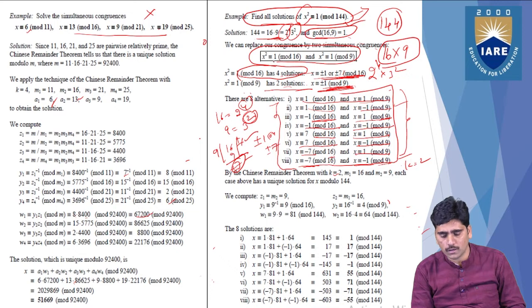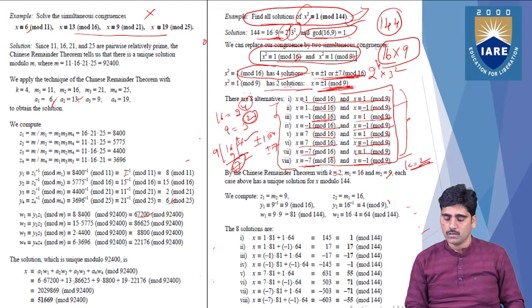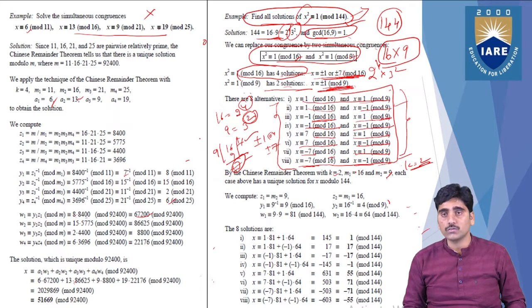Or else you can say here also x square equals 1 mod 16 has one solution, and x square equals 1 mod 9 is another solution. So in total k equals 2. So with the help of k, m1 equals what? 16, and m2 equals what? 9. So that is nothing but this form. You can write k equals 2, m1 equals 16, and m2 equals 9.